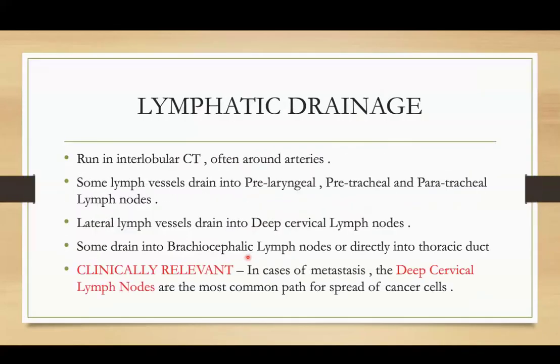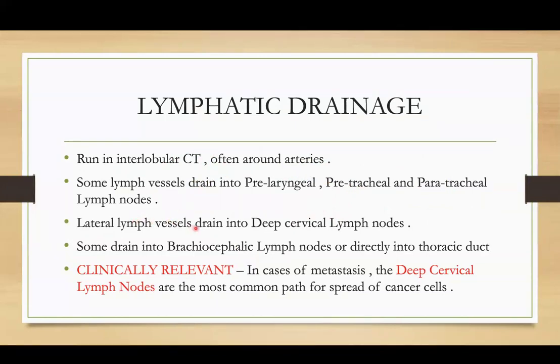Okay, so now we go to lymphatic drainage, which again is not that important, but there's one specific thing that's very important. They run in the interlobular connective tissue, often around the arteries. So they're basically running the same course as the arteries. And some lymph vessels of the thyroid drain into the prelaryngeal, pretracheal, and paratracheal lymph nodes. So there's three sets of lymph nodes, right? Actually, there's four, but these are three of them, and they're all somewhat related to the trachea and the larynx, and that's why they're named prelaryngeal, pretracheal, and paratracheal.